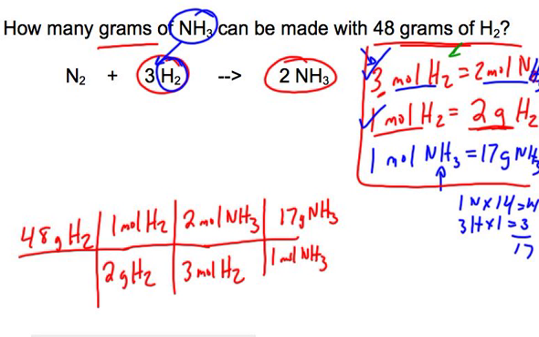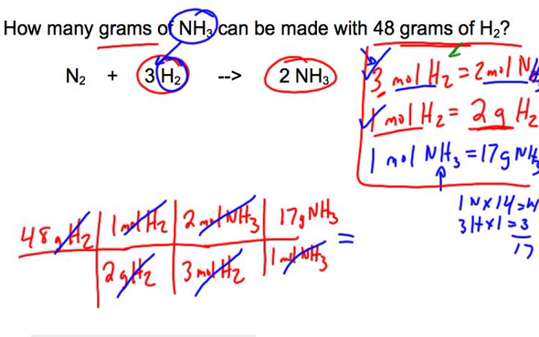Remember, I'm just fence posting the problem. I'm making sure the units cancel. I had grams of H2 here, so I want grams of H2 there. Moles of H2 here, moles of H2 there. Moles of NH3 here, moles of NH3 there. So I multiply this all out, and then I will get my final answer.